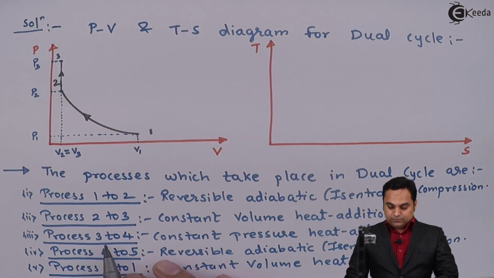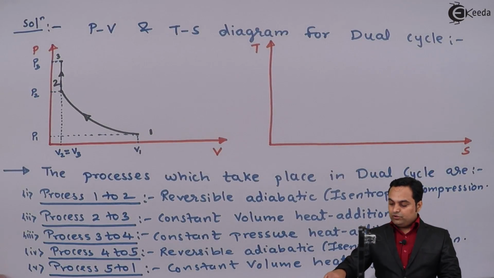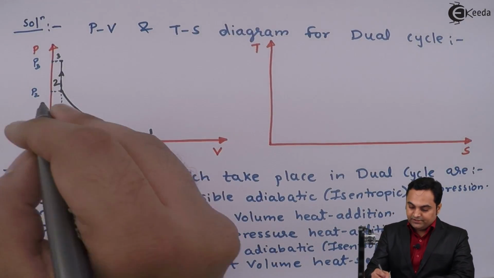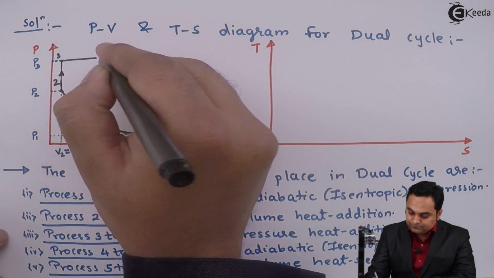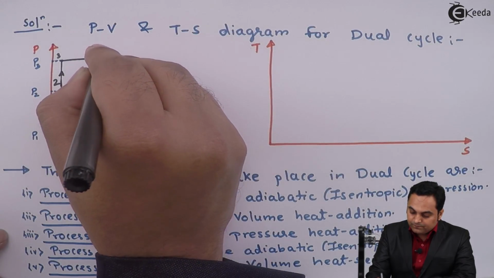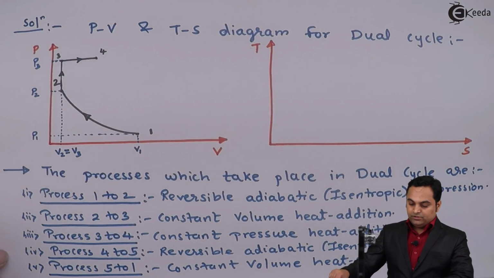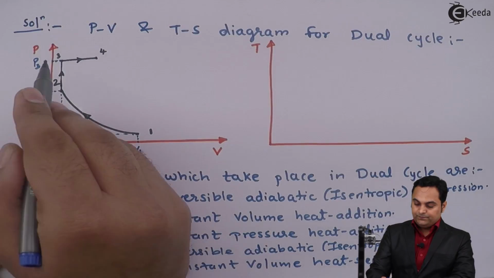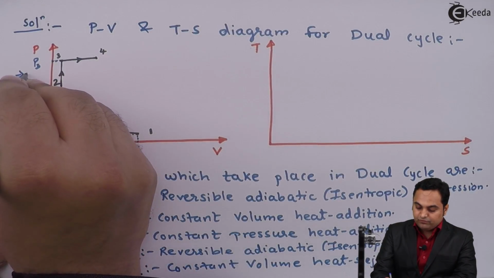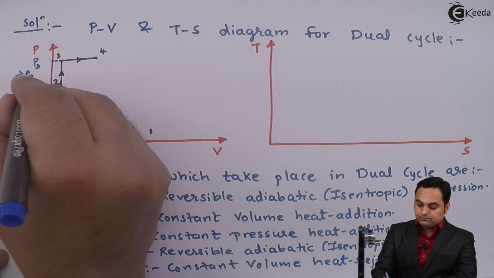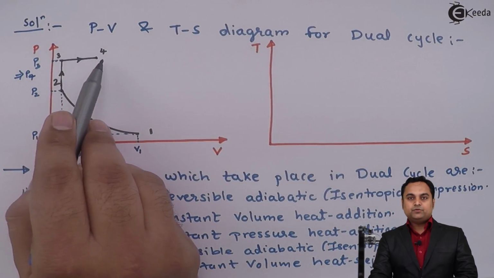Next, process 3 to 4 is constant pressure heat addition. So after constant volume heat addition, there is heat addition at constant pressure. From 3 to 4, and here if we see, the pressure of point 3 and point 4 both are same. So P3 is equal to P4. So this completes the heat addition process.